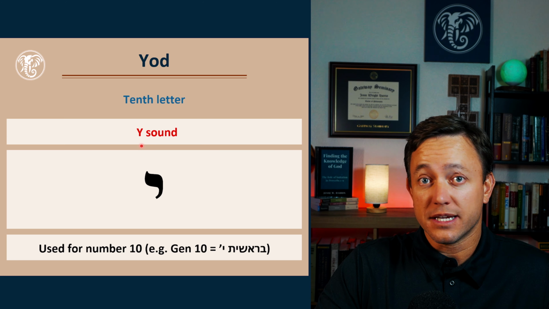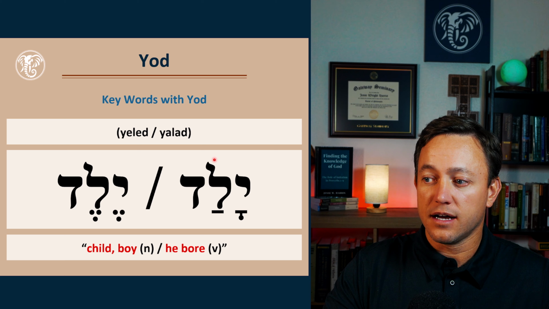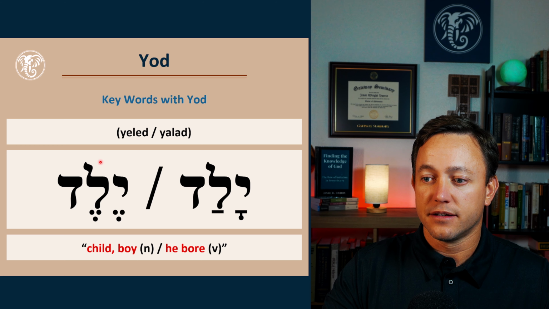All right, another couple of words that are related and derived from each other are the words Yalad and Yelid. So we can see here Yalad, and then the other word, Yelid. Yalad is the verb form, meaning he bore, and Yelid is the child or the boy that was born.